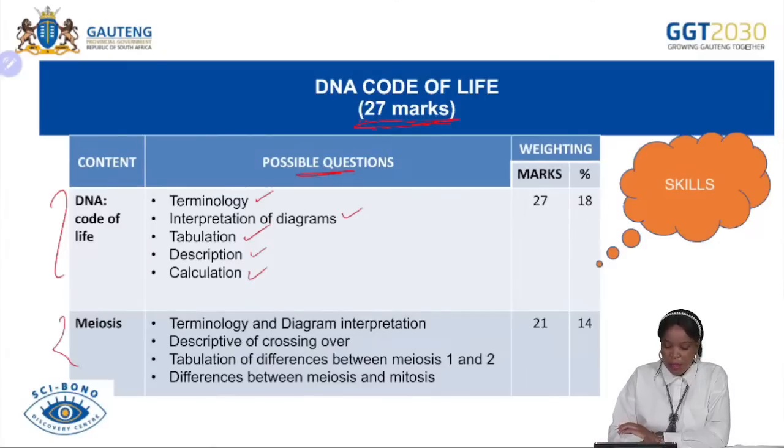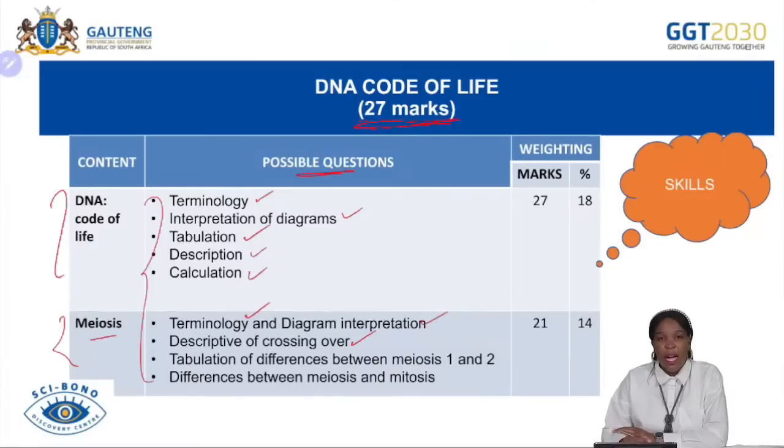Then for meiosis, you can also expect meiosis in your terminology. Terminology plays a very important part. This is your question number 1.2 of every question paper in life sciences. Diagram interpretation, the description of crossing over, tabulation of differences between meiosis 1 and 2, then the differences between meiosis and mitosis. So these are the things that we are going to cover today, right?